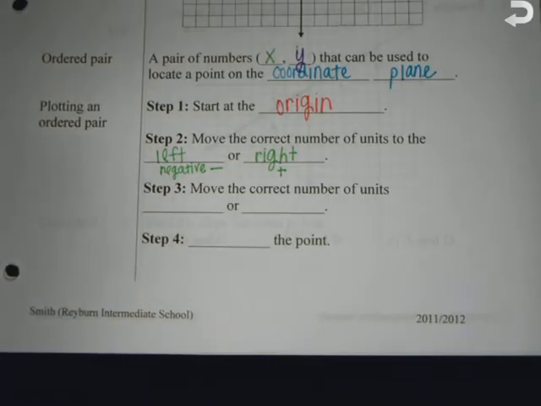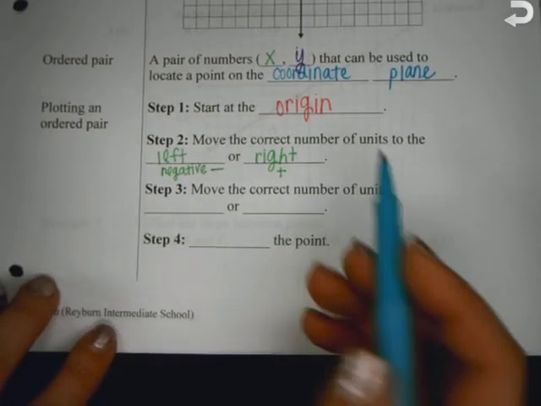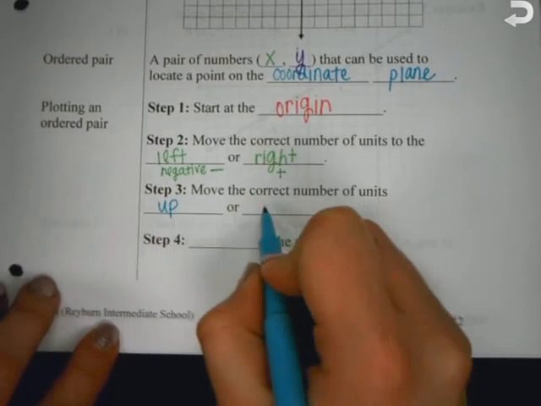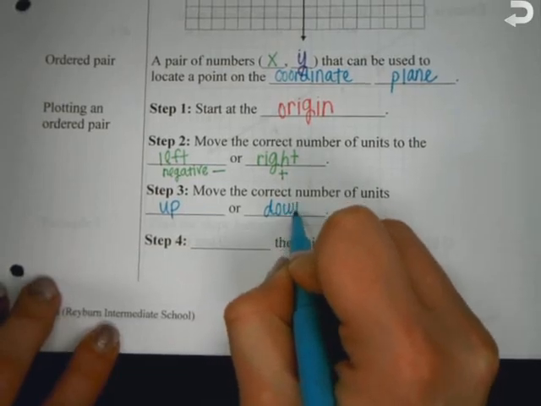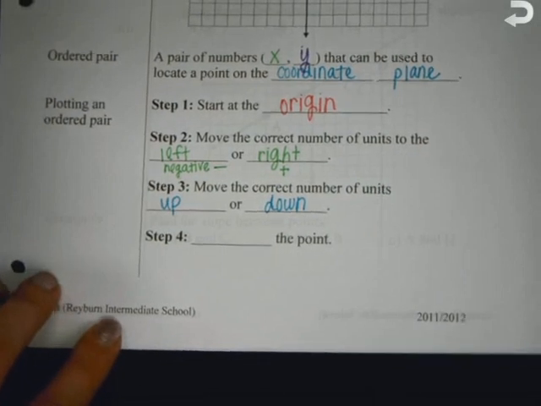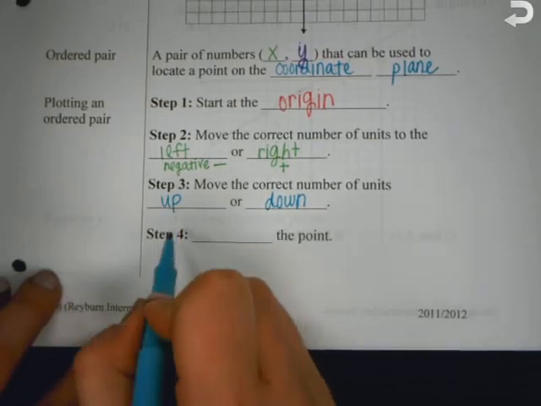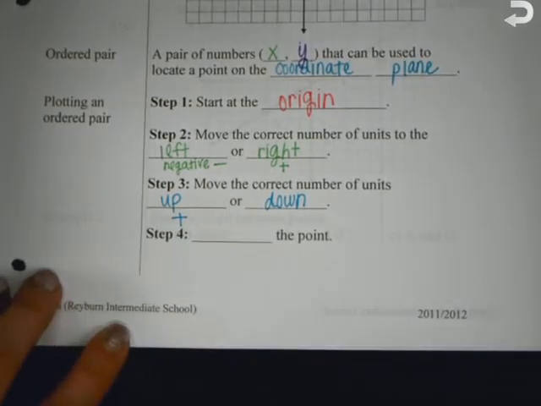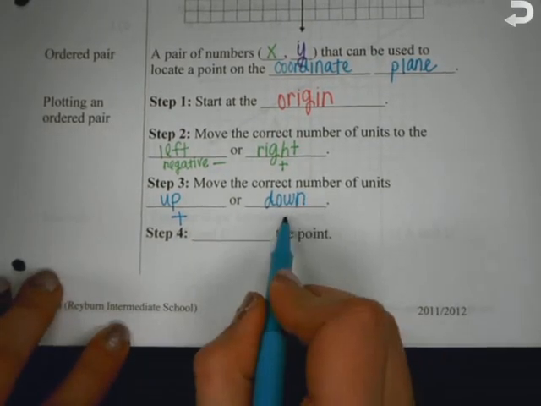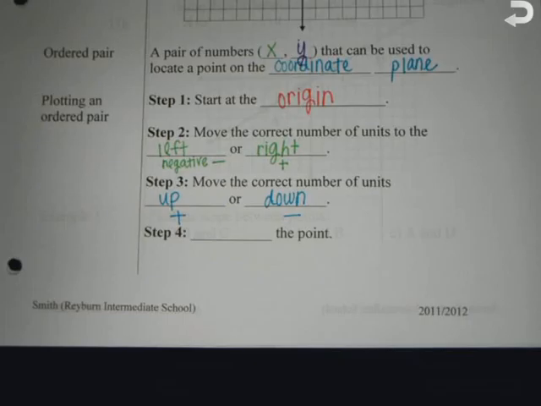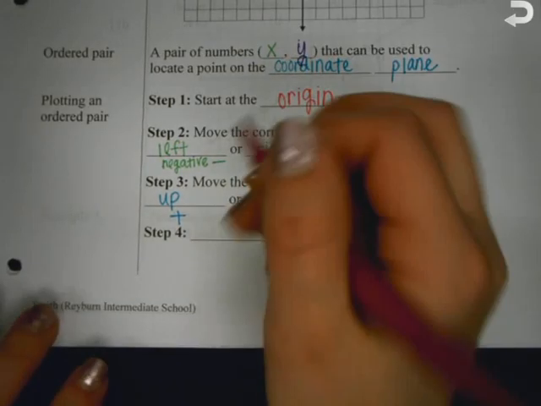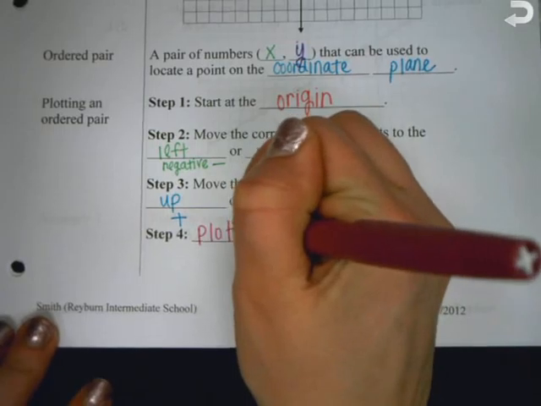After we go in the elevator, we have to go up or down. So after we go left or right, we move the correct number of units up or down. Now let's use our common sense here. Is up positive or negative? Up is positive, so down is negative. And once we finally get there, we get to plot the point. It is called plotting a point.